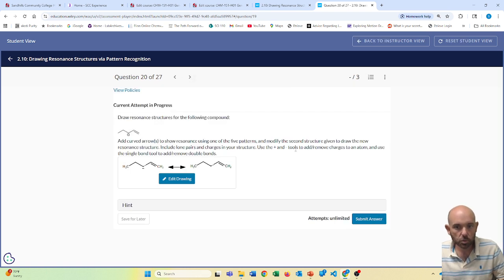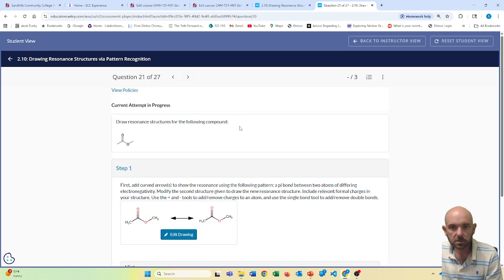In question 20, we have lone pair allylic to a pi bond, and I think there's only one resonance structure for this one. You're going to require 2 arrows, and the negative formal charge is going to be on the carbon that ends up with the lone pair on it, so that a new pi bond should be formed. The pi bond that's there should become a lone pair on another carbon, and that carbon will have a negative formal charge when it is done.